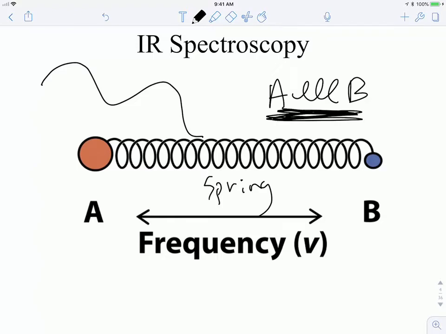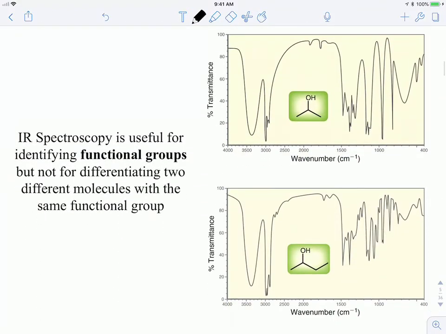And the energy associated with that light is going to correspond to the energy that it's going to take to make that spring vibrate. So different wavelengths of infrared light are going to cause those bonds to vibrate. And so what we can see is different kinds of bonds based on the different energies of infrared light that are absorbed. So let's think about the consequence of this, right?